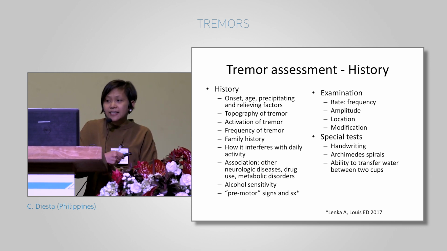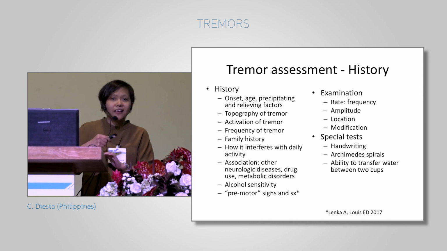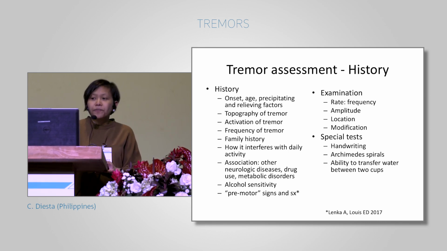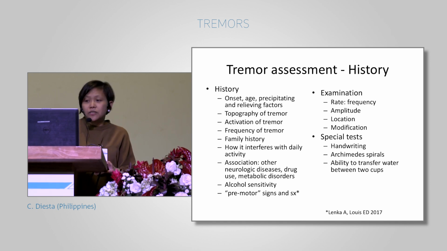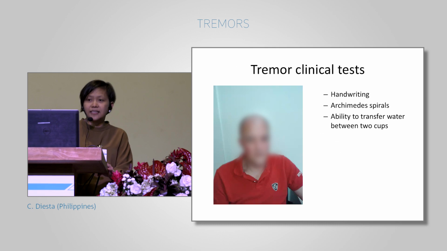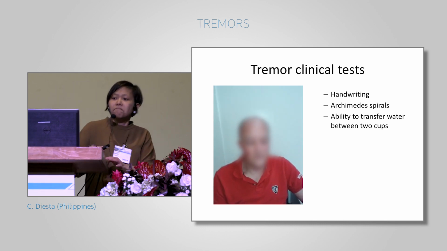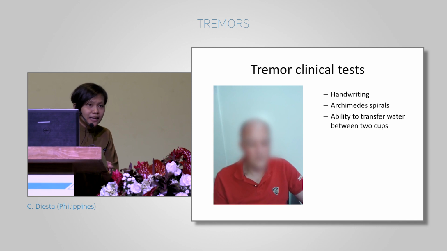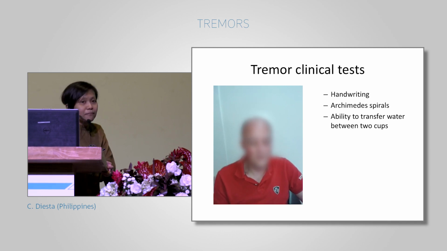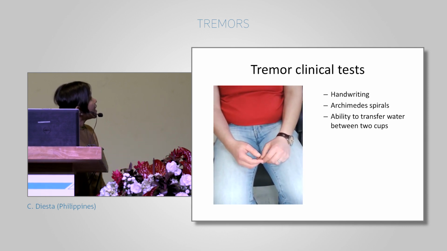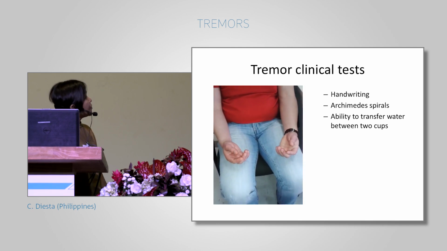So ask them to write. Nowadays, you know that the computers are there, so maybe ask them to hold the mouse or attempt to do it. Do spirals and test the ability to transfer water between 2 cups. Do this in the clinics. So in this video, may I show you this gentleman who actually doesn't show a lot of tremors if we take a look at him just sitting there. So on putting the arms on the lap, there's not much of tremors there.